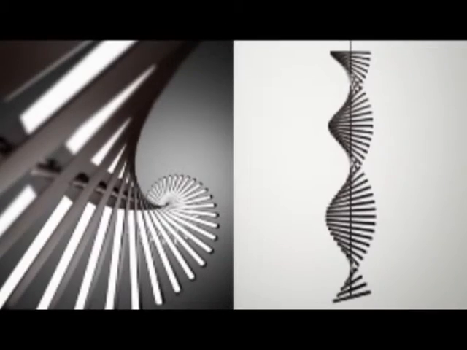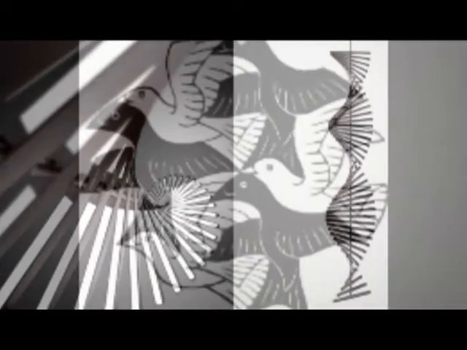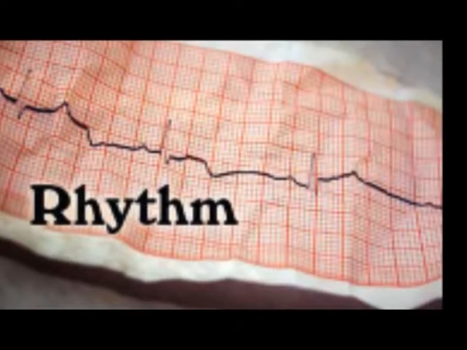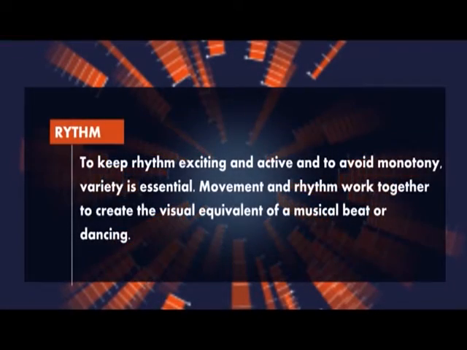Thirdly, rhythm is created when one or more elements of design are used repeatedly to create a feeling of organized movement. It is the repetition of visual movement of the elements to keep reading exciting and active and to avoid monotony. Variety is essential. Movement and rhythm work together to create the visual equivalent of a musical beat or dancing.